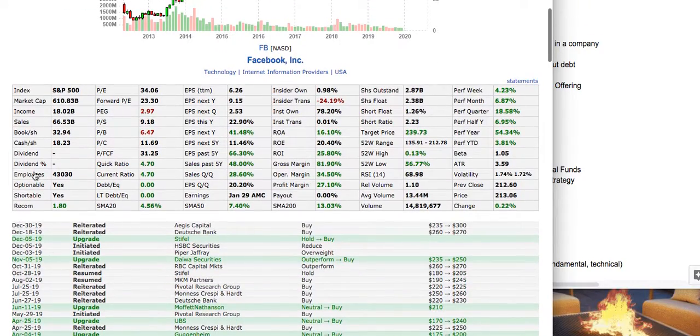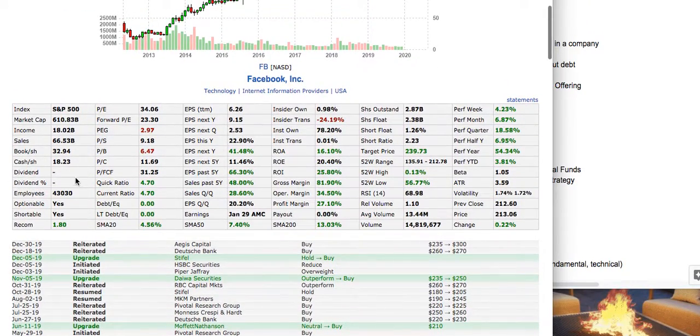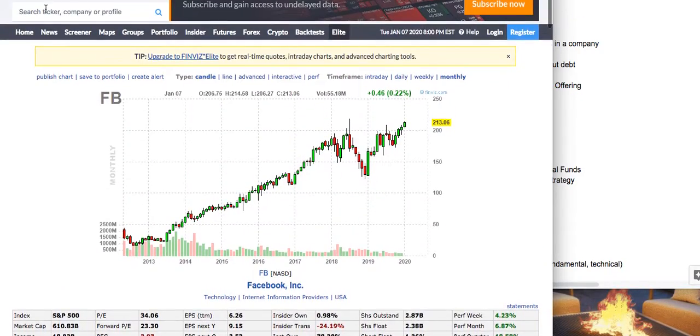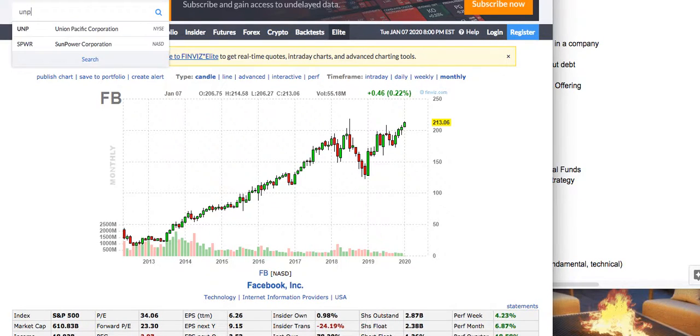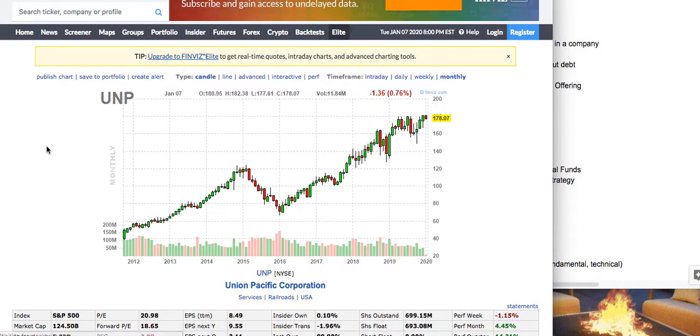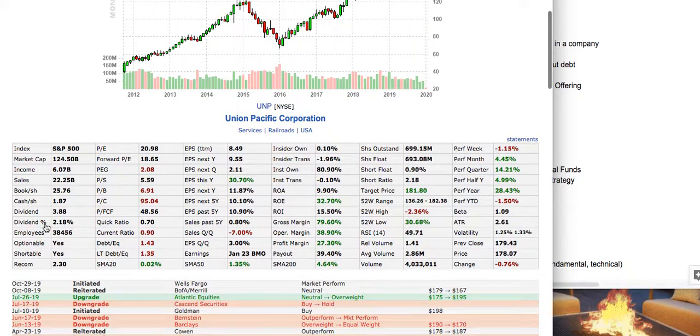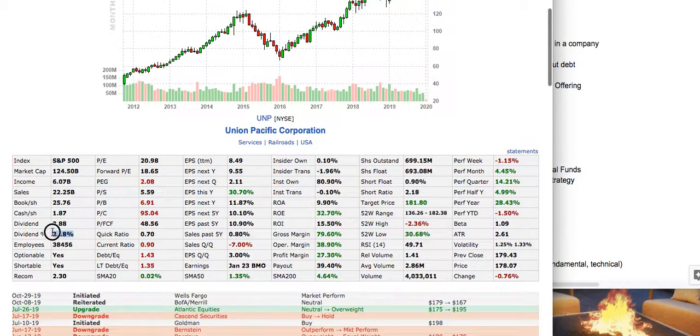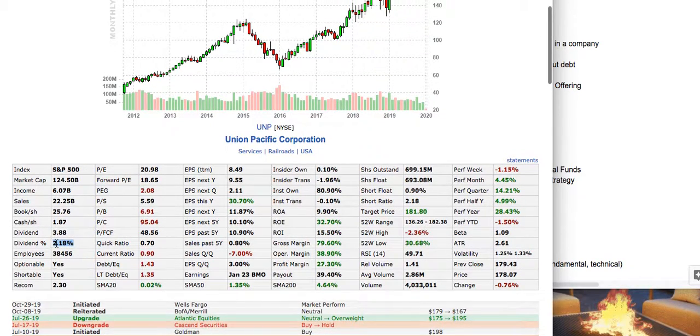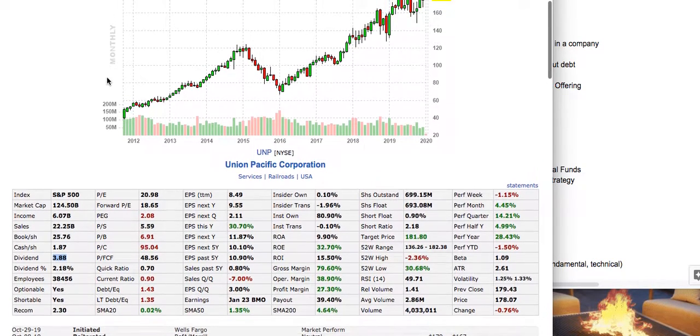But one of the other ways is through dividends. As you can see, Facebook does not offer a dividend. So in the last video, I showed Union Pacific, which is symbol UNP, which offers a dividend. As you can see down here, I'm on finviz.com if you want to look up this site. I use it often, but it just helps give me all the numbers that I need. So it shows here that they offer a 2.18% dividend, which comes out to a $3.88 dividend.